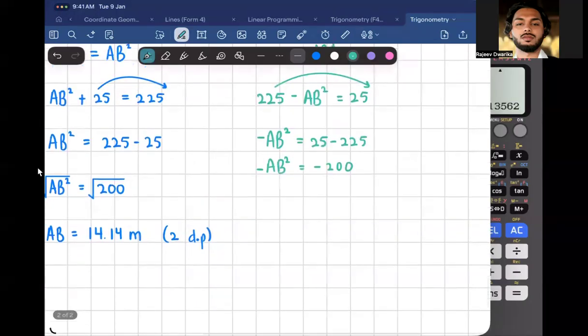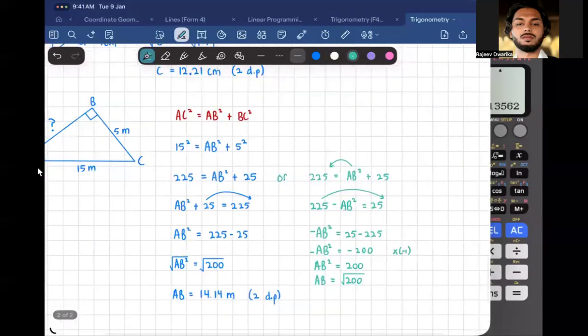You cannot find the square root of a negative number, so you need to get rid of the negatives before you continue. So just multiply both sides by -1. So -1 times negative AB squared is just AB squared, right? And negative 200 times -1 is 200. From here, you can just find the square root on both sides. So AB would be equal to the square root of 200. So that's the alternative solution, right?